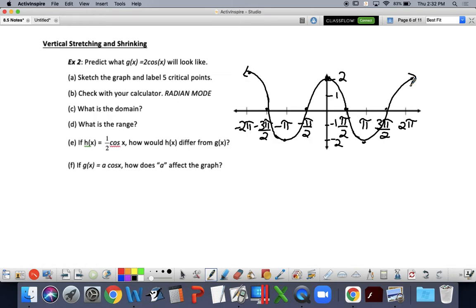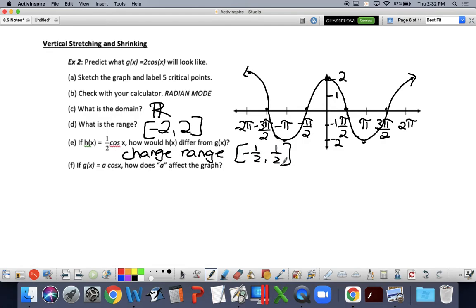So our domain, right, is still going to be all real numbers. I still can plug in whatever I want, even though I changed my cosine function a little bit. The big thing that's changing is now my range is going from -2 up to +2. So without putting this next one into Desmos yet, what do you think 1/2 times cosine x is going to look like? It's going to shrink it down, right? It's going to be the exact same function, but it's going to change the range. That's now just going to go from -1/2 to +1/2.